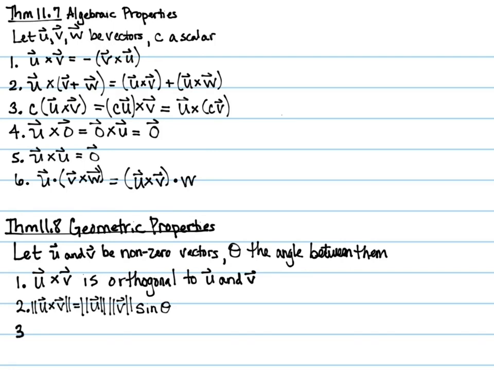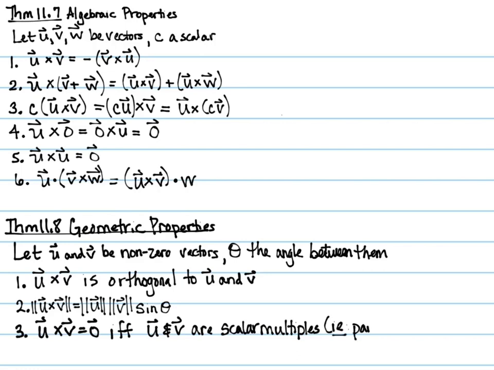Two more. We've seen this one. u cross v is equal to 0 if and only if u and v are scalar multiples. What does it mean for them to be scalar multiples? They're parallel. That's another way of saying that same fact. If we have parallel, then we're not going to have any angle between them like you're describing, right?